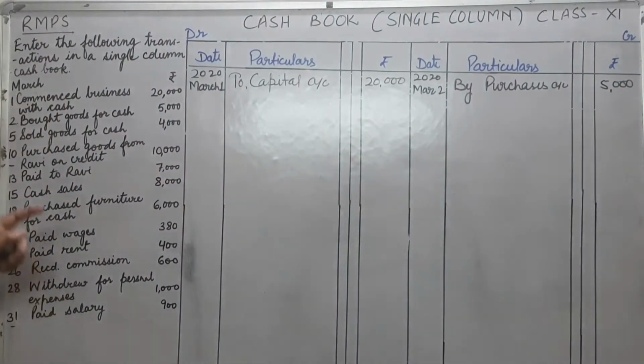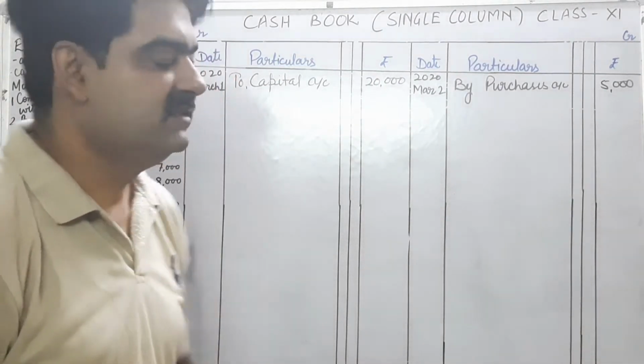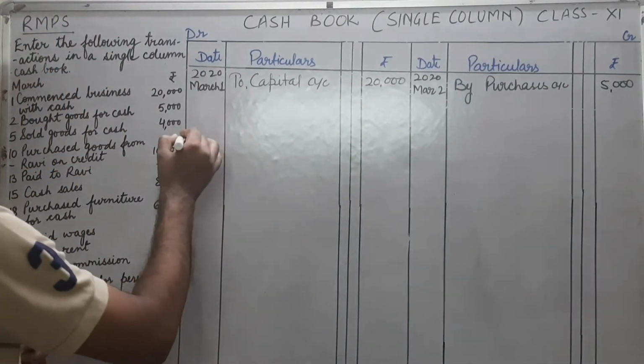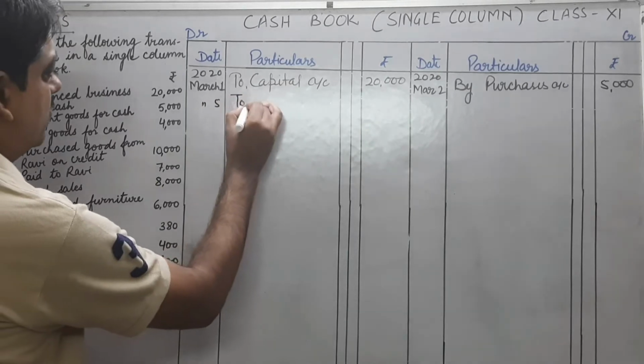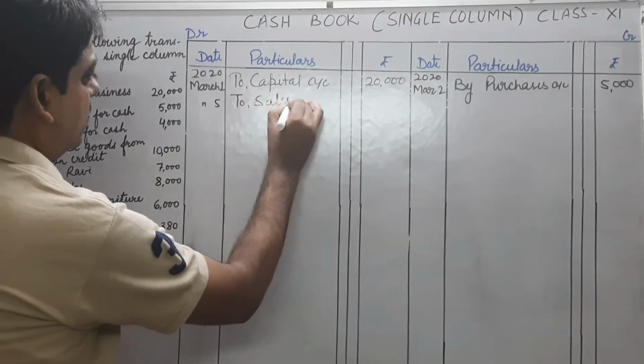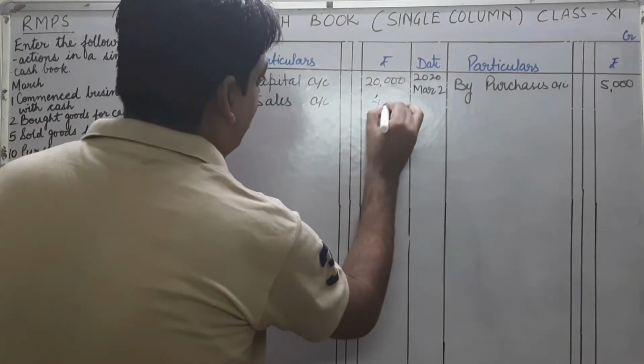Okay. Next is sold goods for cash. Journal entry will be cash account debit to sales. Once again this is our receipt, so it will come in receipt side, March 5, to sales account, rupees 4,000 will come in amount column.